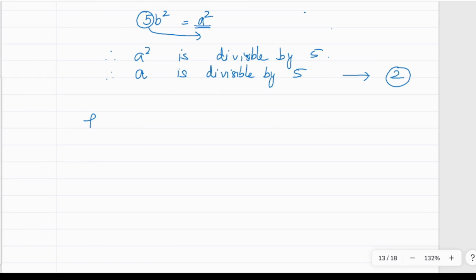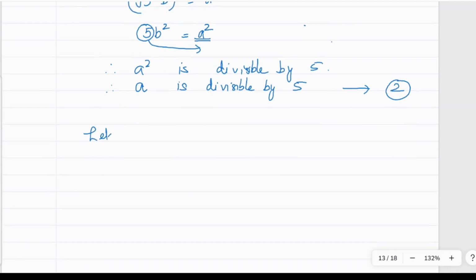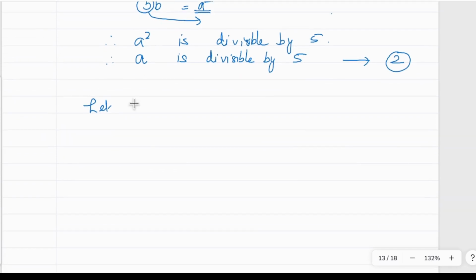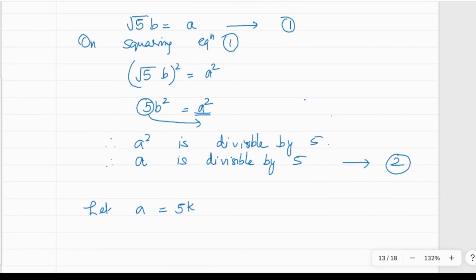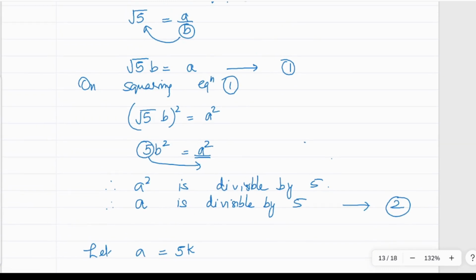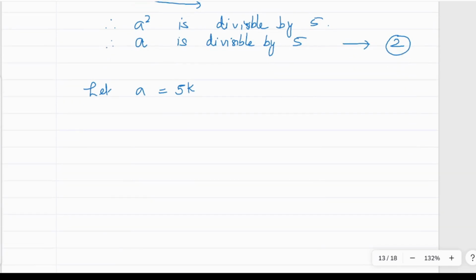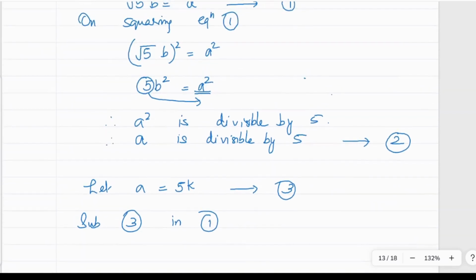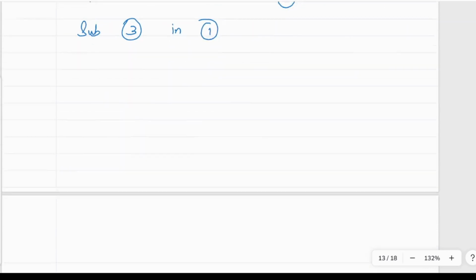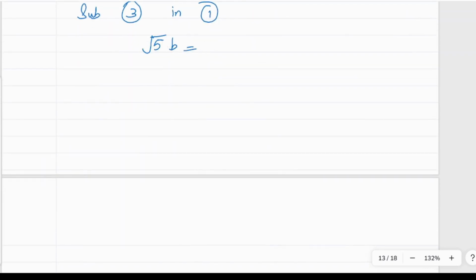Now I'm going to assume a value for a. Let a equal to 5k. So in the next step, if a equals 5k, I need to substitute that in my equation number 1. This one I'm going to give as equation number 3. Substitute equation 3 in equation 1. What is my equation 1? Equation 1 is root 5 b equal to a.